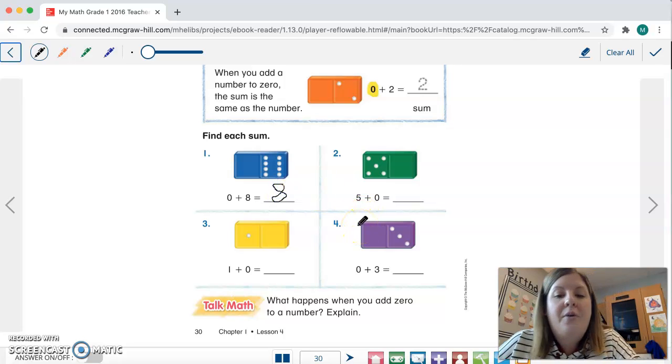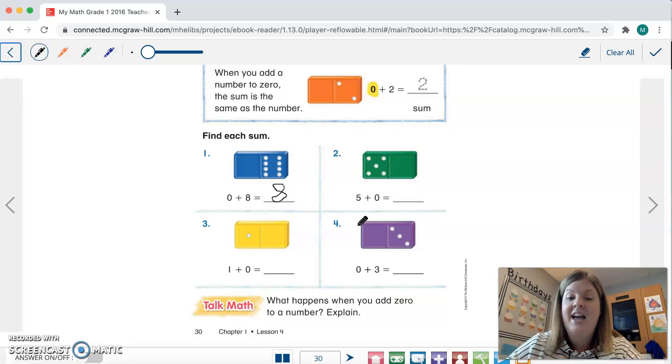All right, now I'm at the green domino, number 2. It says 5 plus 0 equals, so if I have 5 and I'm adding nothing to 5, I still have 5. And as we can see with the domino, there are no dots on this side, right? So the total number is still 5.